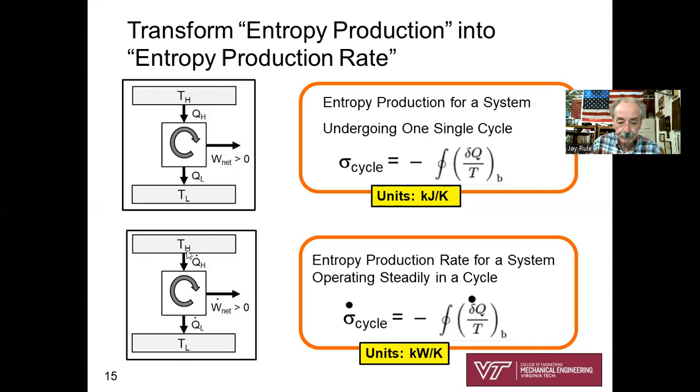Now we're going to talk about some examples where our system is operating steadily. So we're interested in entropy production rate, sigma dot, for the cycle. Whoops, my dot needs to move a little bit to the right here on my slide. The units for entropy production rate are going to be kilojoules per second per degree K, or in other words, kilowatts. Kilojoule per second is a kilowatt. So the units for entropy production rate, kilowatts per degree K, is what we're going to work on next.